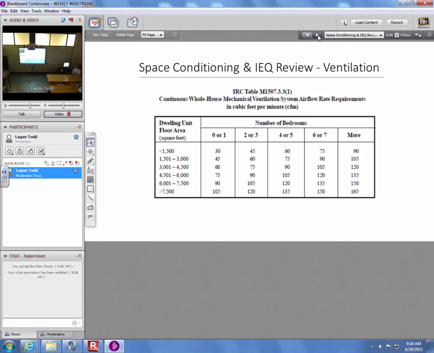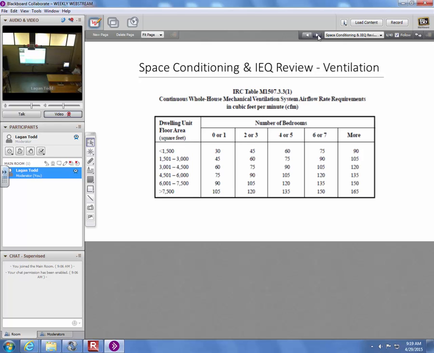So this table is for continuous whole house mechanical ventilation airflow rate requirements in CFM. It's based on the square footage of the dwelling and how many bedrooms. So you find your square footage in the column on the left, you follow that over until it intersects with the number of bedrooms you have in the columns that follow. So if you have a house that's between 1501 and 3,000 square feet and you have 4 to 5 bedrooms, you need 75 CFM continuous.